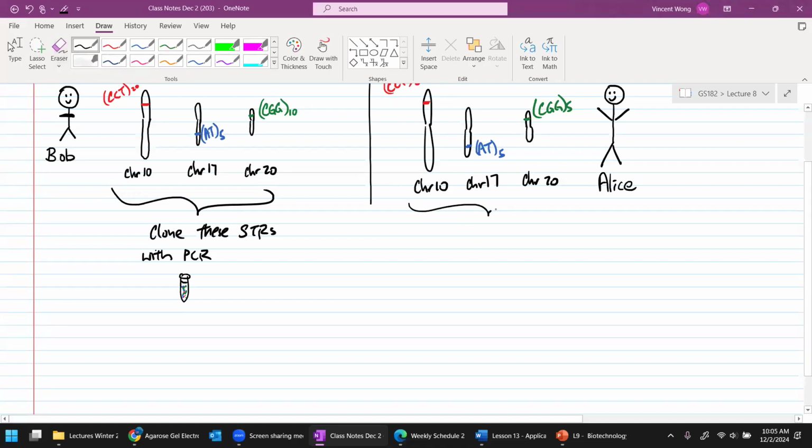Okay, same thing over here. Along these STRs, you have to be comparing the same set of STRs with PCR. And again, you're going to have a tube that has a mixture of them.